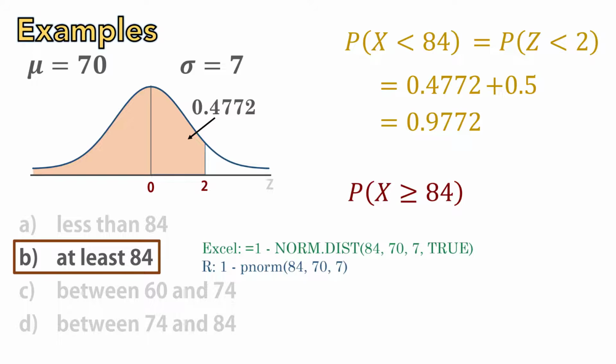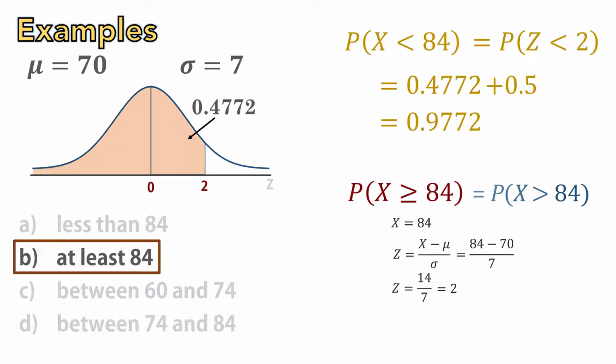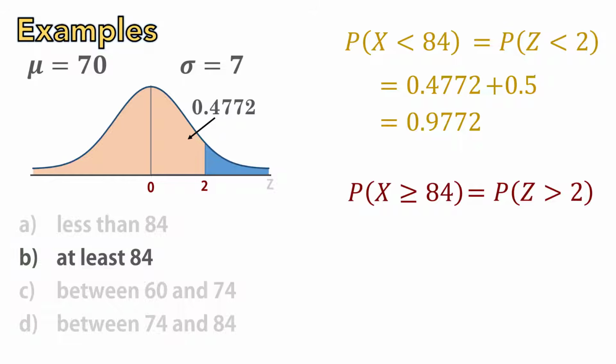For part B, we want the probability that x is at least 84. Recall that the normal distribution is a continuous distribution, so there is no distinction between x is at least 84 and x is greater than 84. We apply the same approach in both cases. Also recall from our previous calculation that when x equals 84, z equals 2. So we will be correct in saying that the probability that x is greater or equal to 84 is equal to the probability that z is greater than 2.